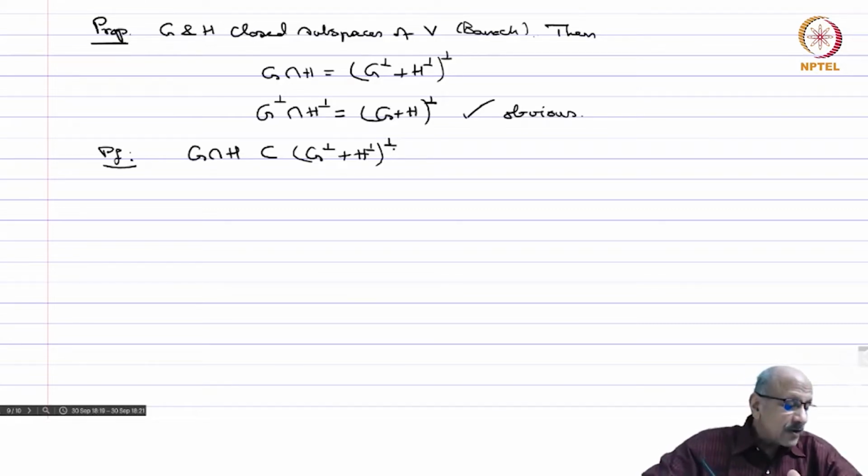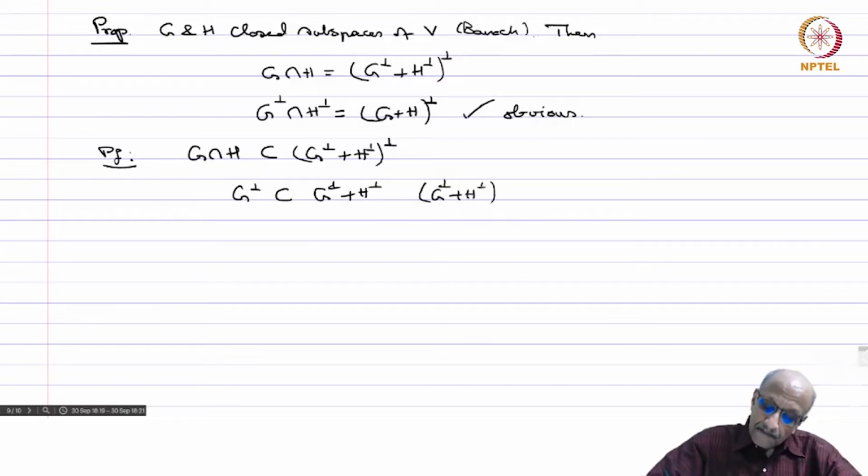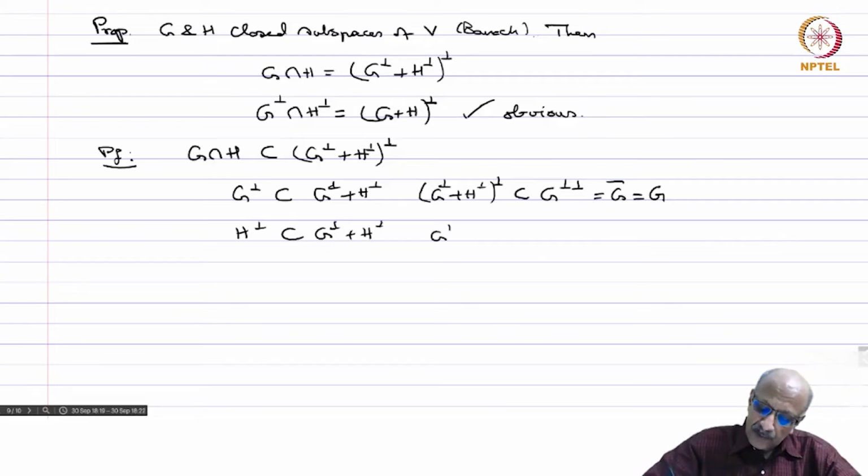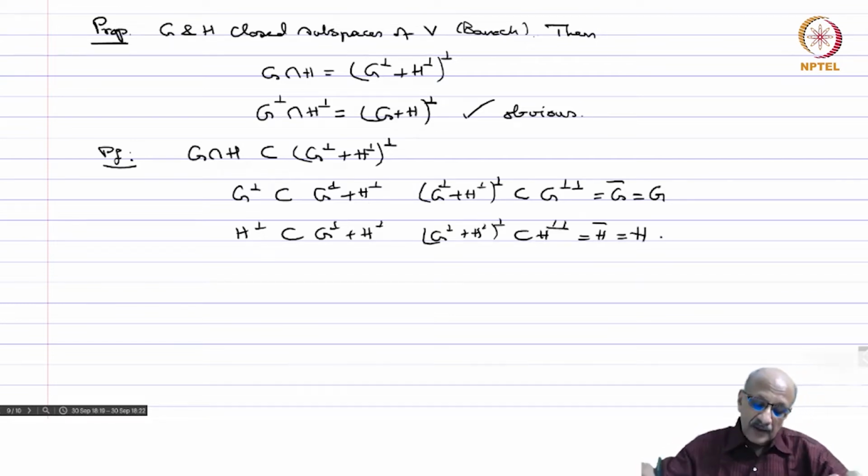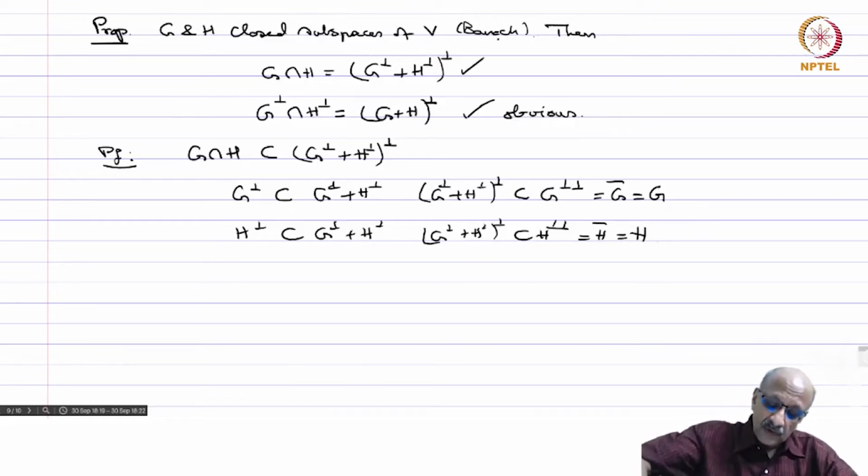Okay, now for the converse, we have that G perp is contained in G perp plus H perp, and therefore (G perp plus H perp) perp is contained in G perp perp, and that is G closure, and G is closed, so that is G. Similarly, H perp is contained in G perp plus H perp, so for the same reason (G perp plus H perp) perp is contained in H perp perp, which is H closure, which is H, and therefore the second relation is also true, namely the reverse inclusion, and therefore this is also true.